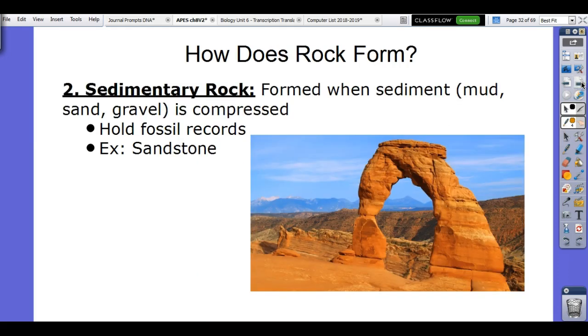Sedimentary rock, so this is sediment, right? So it's formed from dirt, and typically it's formed when dirt is compressed. So you guys have all seen sandstone. This is a good example of a sedimentary rock. These hold the fossil record because when organisms get stuck in dirt and sand, what ultimately happens is sometimes, if the conditions are right, they can form fossils, right? Those casts or molds, and then we can find those fossils later on.